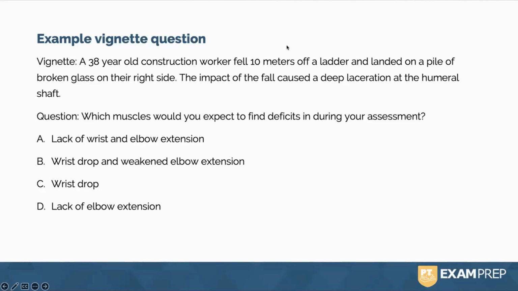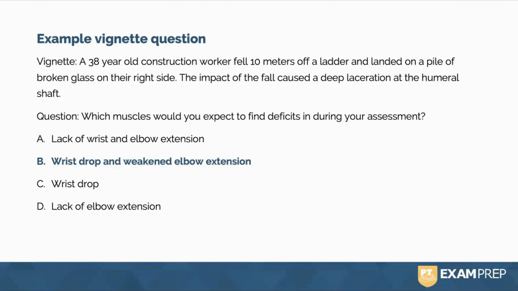Well, we know at the humeral shaft, we look at our 3 points of extension, we know that they're going to have weakened elbow extension, right? So we can say this is wrong, lack of elbow extension. So A and D are done. Wrist drop is not wrong, but wrist drop and weakened elbow extension is going to be our best answer. Okay? Feel good? Great. Here is the answer just highlighted for you.